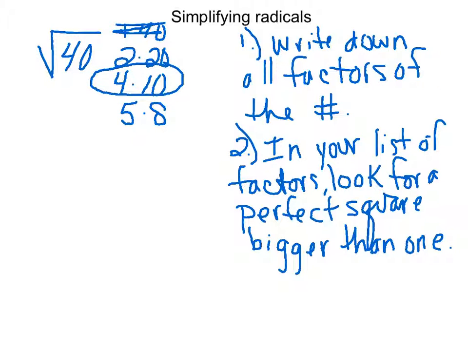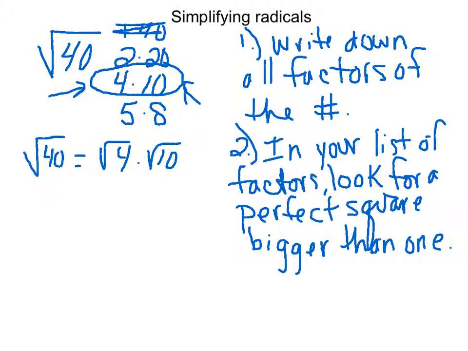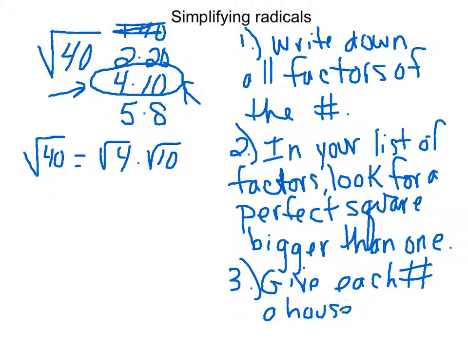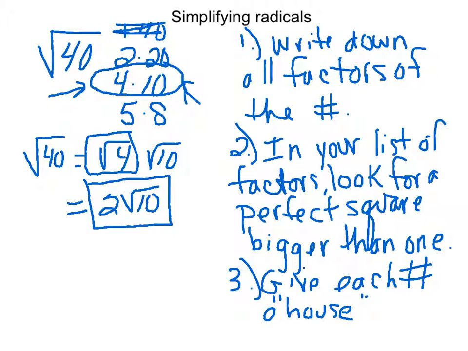So now that we found the perfect square, we're going to use this pair, and we're going to rewrite the square root of 40 as, we're going to give each of these numbers a house: the square root of 4 times the square root of 10. I like calling it, give each number a house, if that helps. Now, if we look at it like that, the square root of 4 times the square root of 10, remember that other list I suggested you make? Well, what do you know? The square root of 4 can be rewritten as 2. So this final answer becomes 2 times the square root of 10.